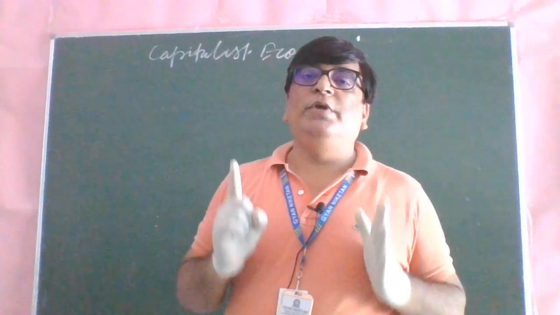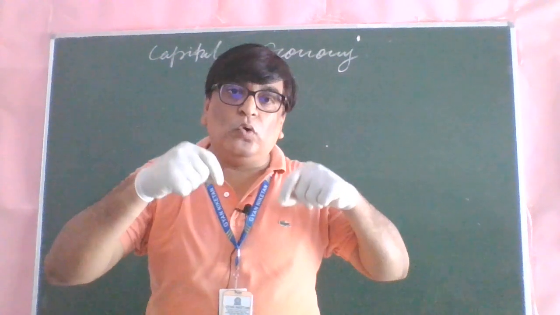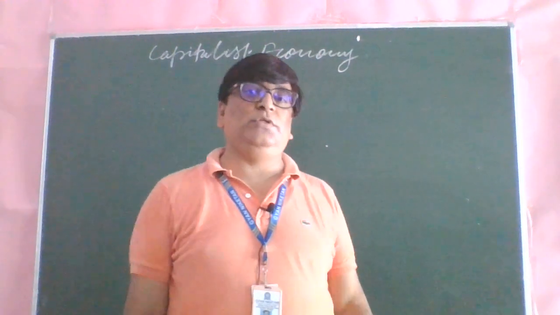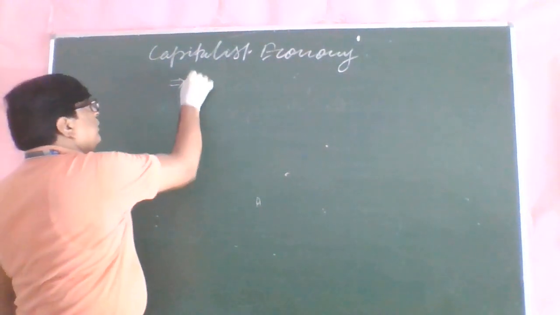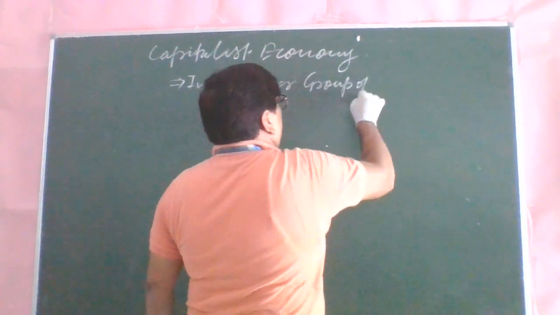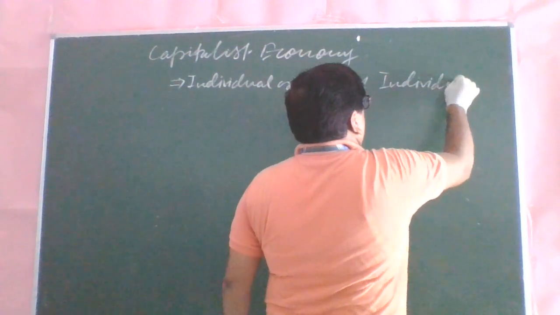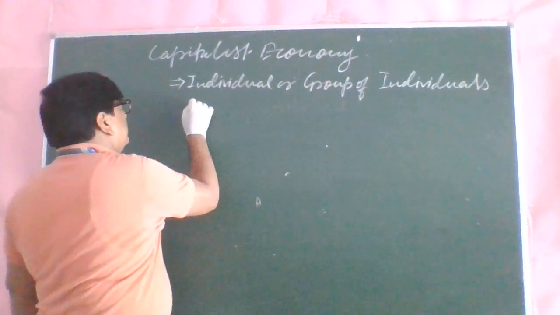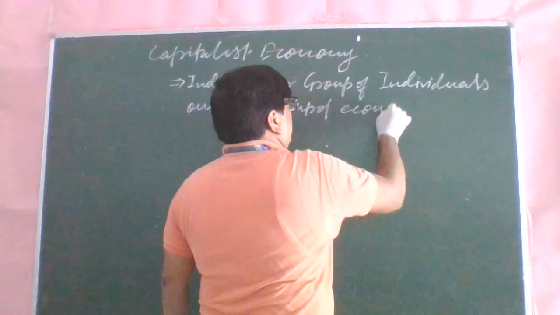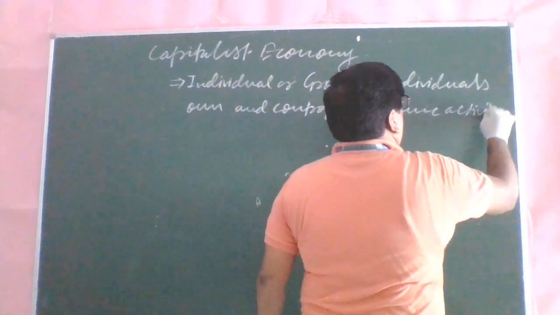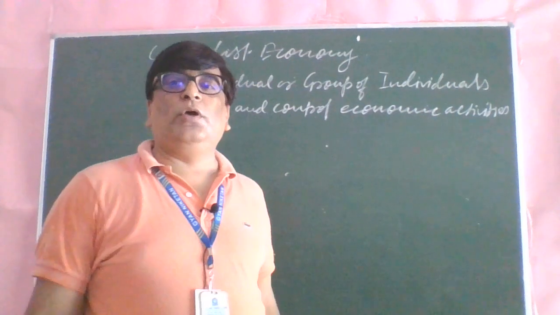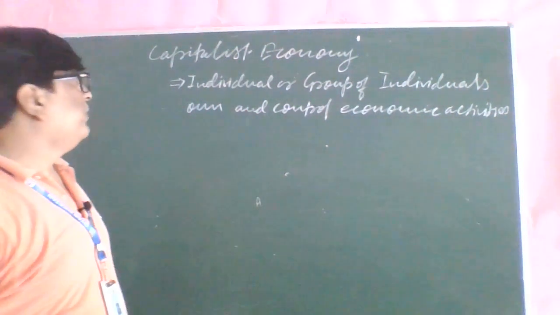It refers to the economic system in which economic resources are owned and economic activities are controlled by individual or group of individuals। मतलब इंडिविजुअल और ग्रुप ऑफ इंडिविजुअल्स ओन एंड कंट्रोल इकोनॉमिक एक्टिविटीज। Individual or group of individuals own and control economic activities. This is what we say capitalist economy.